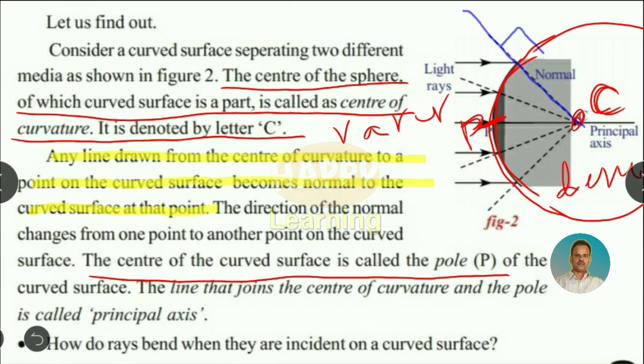If you observe carefully, C is the center of the circle, and the line we have drawn is the radius of that circle. You know, the radius of a circle is always perpendicular to the circumference. So here this angle is 90 degrees. So this is a line drawn from the center of the circle to the curved surface, and this line is perpendicular.